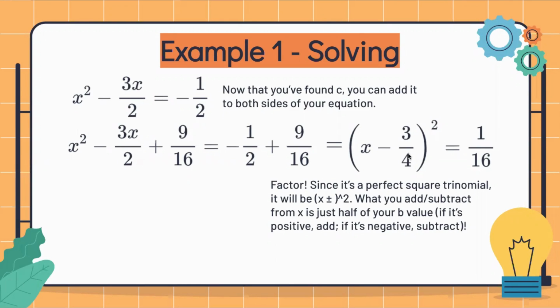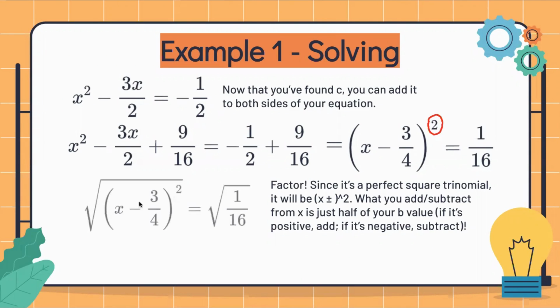is solve for x. So the first thing I want to do is get rid of this squared right here, and the inverse of squaring something is to square root it. So I'm going to square root both sides. If you square root x minus 3/4 squared, that just gives you x minus 3/4. And if you square root 1 over 16, again, when you're square rooting a fraction, you can just break it down as square root of 1 over square root of 16. And so that would equal plus or minus 1 over 4.